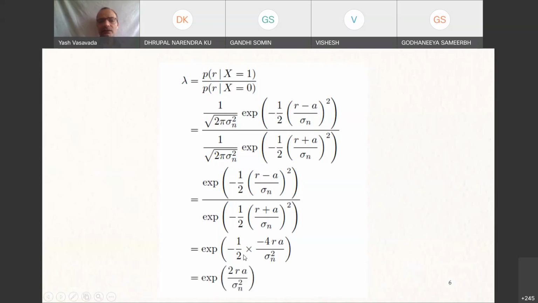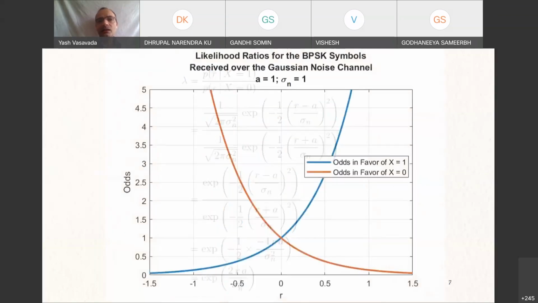And so the final answer of the likelihood ratio is just that it is an exponential function of 2 times R times A divided by sigma n squared. So whenever this is greater than 1, I will say that x hat is equal to 1. Otherwise, I will say x hat is equal to 0. So here I have plotted the likelihood ratio. And you will see that the two likelihood ratios both become equal to 1 at r equal to 0.